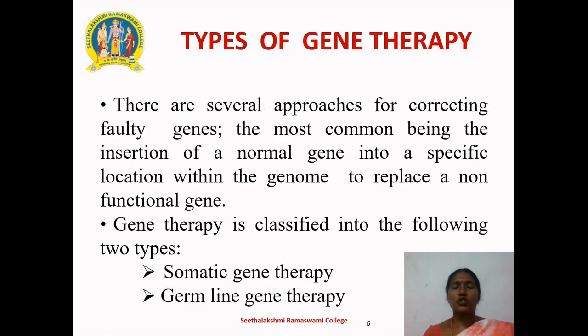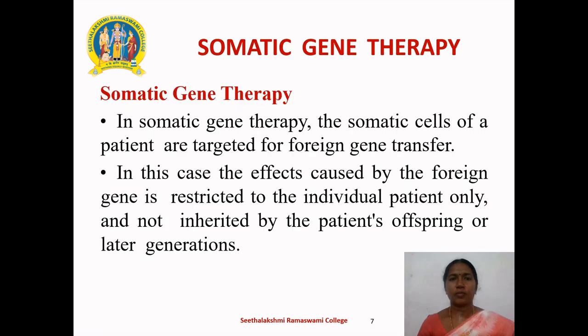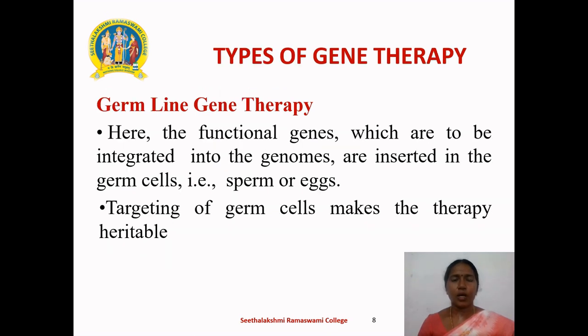There are two types of gene therapy: somatic gene therapy and germline gene therapy. What is somatic gene therapy? The treatment of genetic disease by introducing a remedial gene into the somatic cells is called somatic gene therapy. For example, spleen cells, liver cells, etc. What is germline gene therapy? The treatment of genetic disease by introducing a remedial gene into the sperm, egg or zygote is called germline gene therapy.